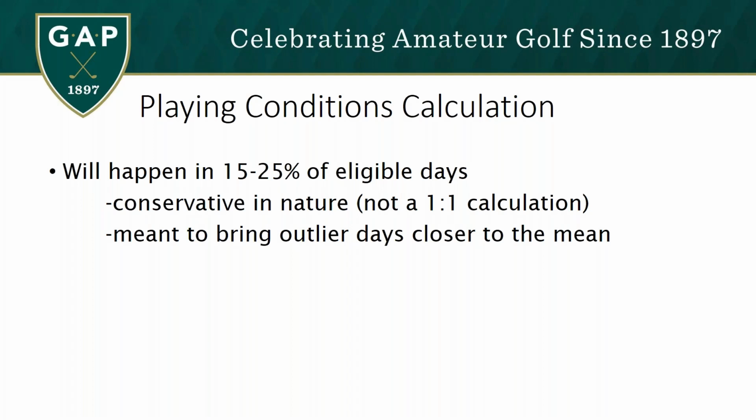So if every single player on a course, and there's 100 people that go out and play, shoots 15 shots over their target score on that day, the adjustment will not be 15. So it's not a one-to-one calculation. It's just simply meant to bring those outlier days closer to the mean.